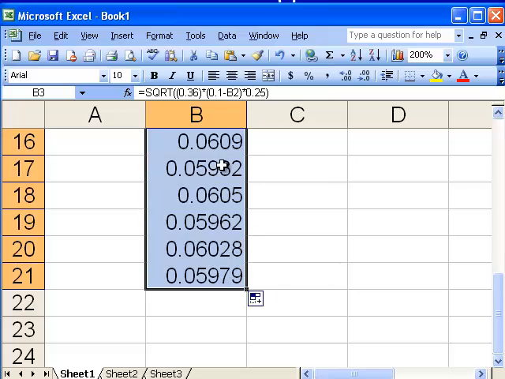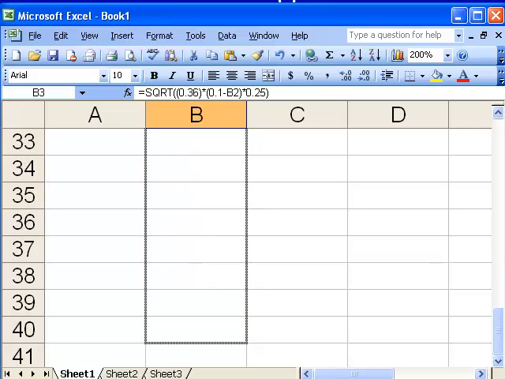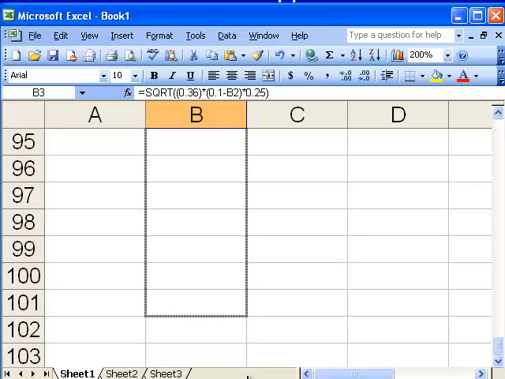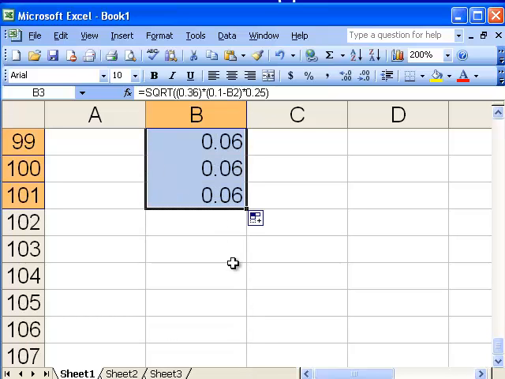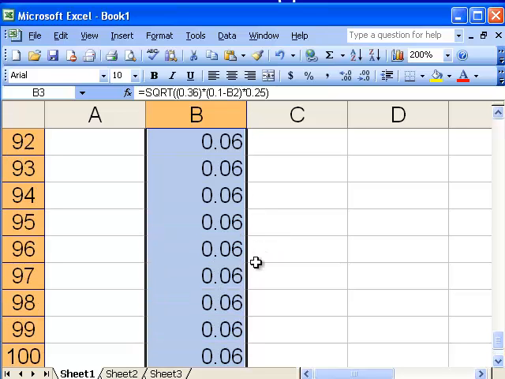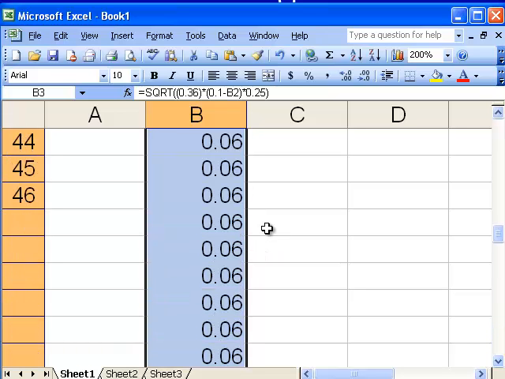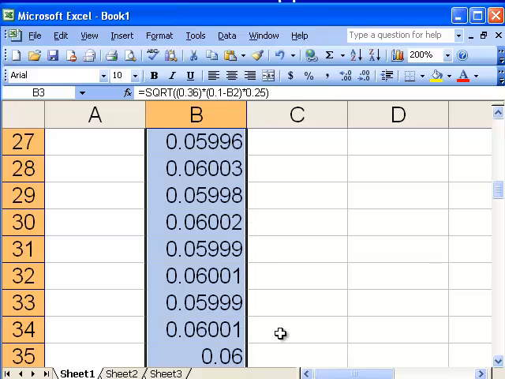Oh, look, 0.059, 0.060, 0.059. Well, let's just keep going. I mean, it's easy to calculate. Just go down to 100. So we're doing 100 iterations just by dragging this down. Oh, look, it's 0.06. So it converges. We didn't have to go down that far. Let's go up further. Looks like it's converging to 0.06 after about 34, 35 iterations.